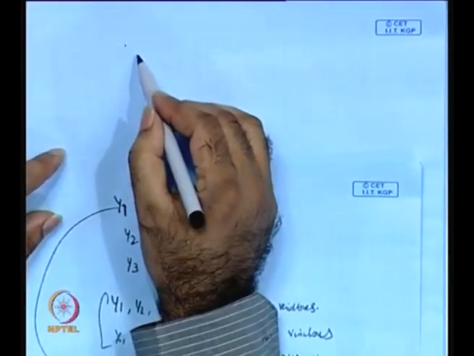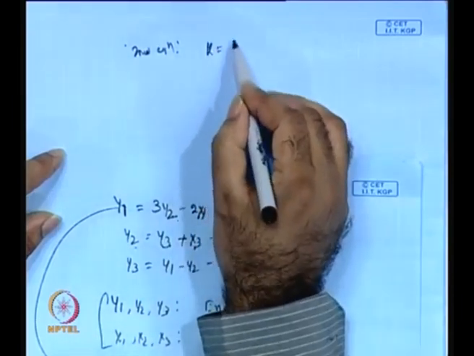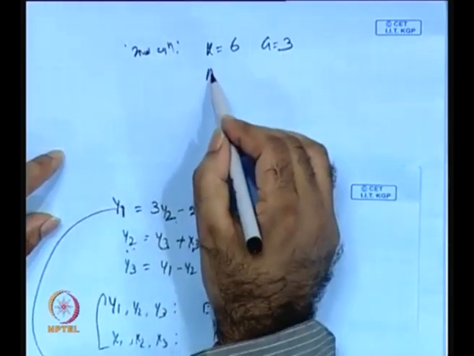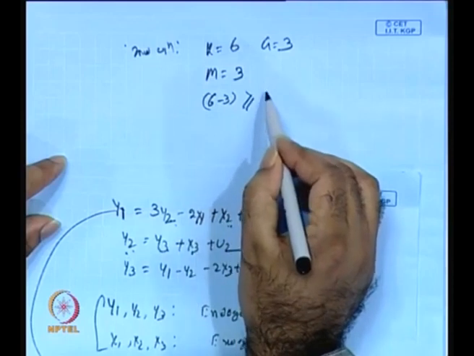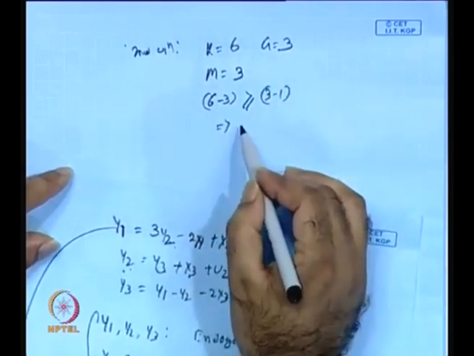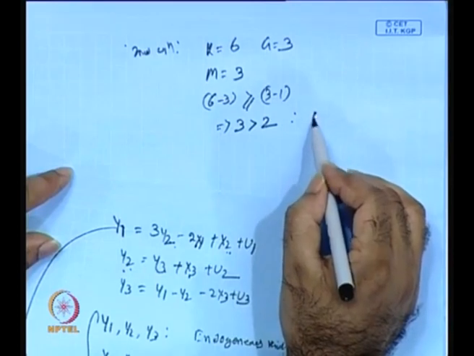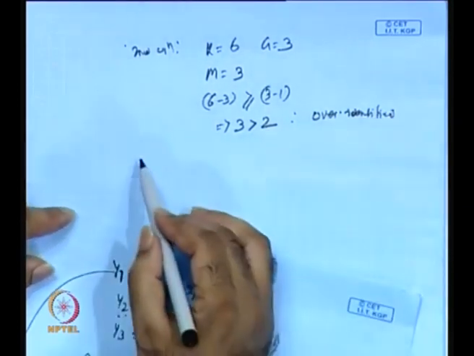Then we will go for the second equation. In the second equation, 1, 2, 3. So k is already 6, and g is already equal to 3. Then obviously this is 3, so for the second equation m equal to 3. So that means 6 minus 3 greater than or equal to 3 minus 1. So the balance sheet is 3 greater than 2. That means the second equation is over identified.